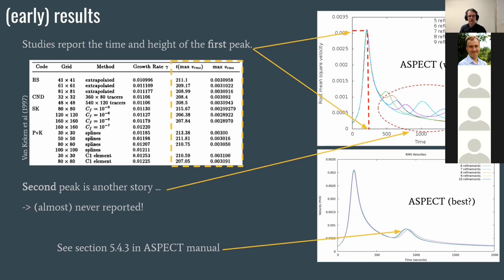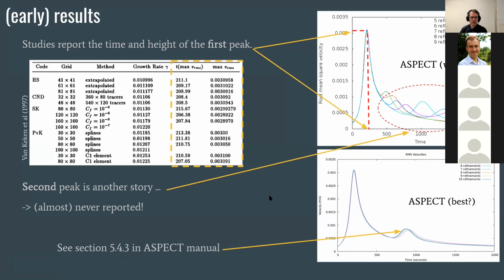And I'm showing here the worst case scenario, which is actually in the ASPECT manual, where you have the second peak, which is all over the place. And the ASPECT best case scenario, which was put in recently, and that's the VOF method. And you see that here, the second peak is actually well behaved, and increasing resolution seems to yield a second peak whose location and height are resolution independent.